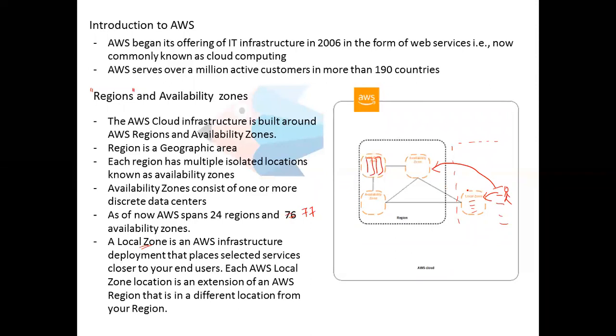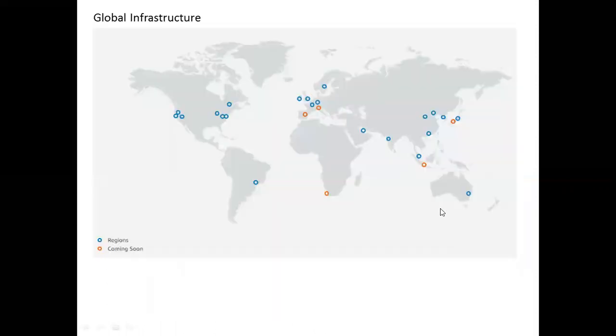But as of now, we have only one local zone, in the Oregon region. Just one local zone as of now. If you look at the global infrastructure, the blue ones are the regions and the orange ones are the coming ones. As said, they will keep on adding regions as well as availability zones.